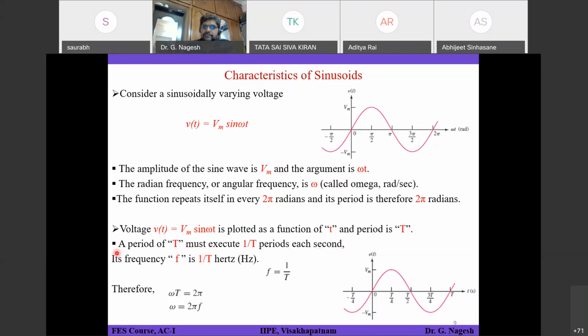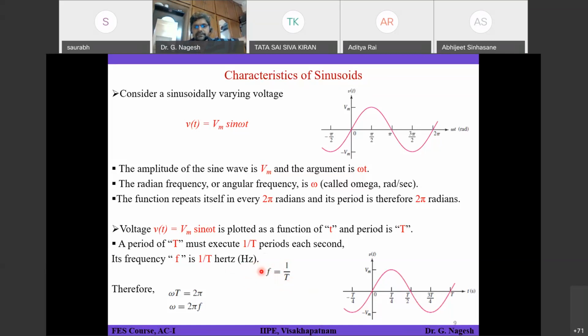That is called frequency. F equals 1 by T hertz. You know this, frequency F equals 1 by T. F is called frequency, and its unit is cycles per second or hertz, and F equals 1 by the total time period. If you have a time period of, let's say, 20 milliseconds, then 1 by 20 milliseconds will be 50, so F will be equal to 50.